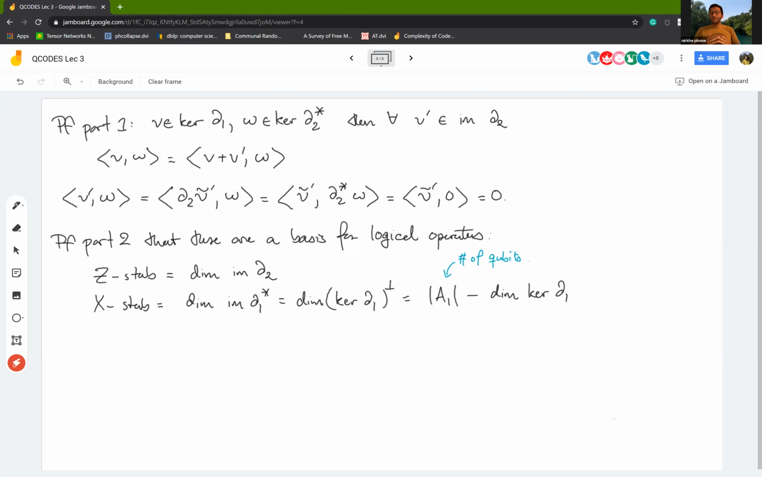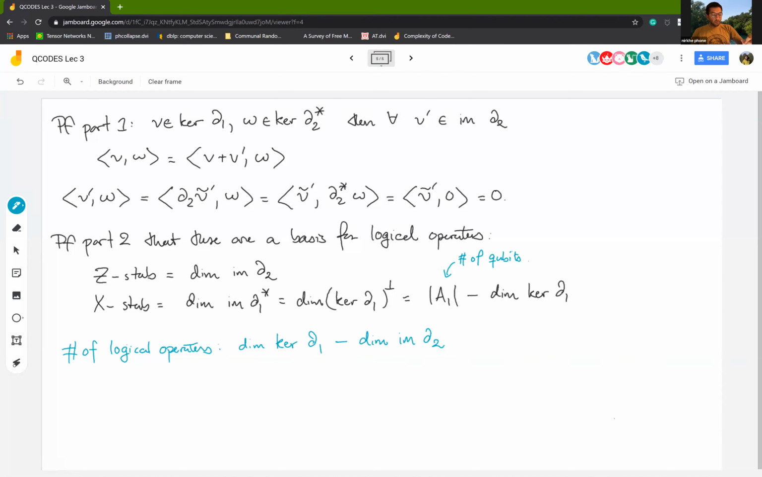So in order to show that we have found all the logical operators, by dimensionality argument, we just need to find the rest of them, right? So the number of logical operators we constructed here is pretty simple. It's just the dimensionality of the kernel of delta 1 minus the dimensionality of the image of delta 2, right?